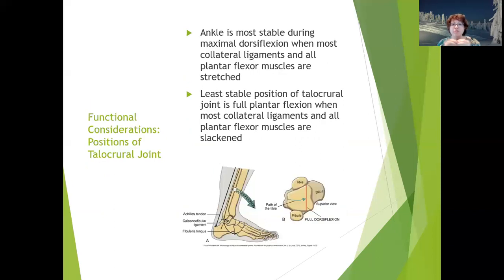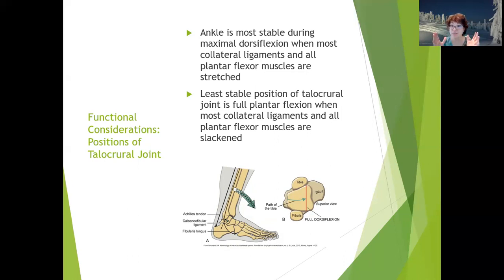The ankle is most stable during maximal dorsiflexion when most of the collateral ligaments are tight and the plantar flexor muscles are stretched. And also the talus sort of wedges in between the tibia and the fibula when you're in full dorsiflexion, and that provides stability as well. The least stable position of the talocrural joint is full plantar flexion because most of the collateral ligaments and the plantar flexor muscles are on slack.